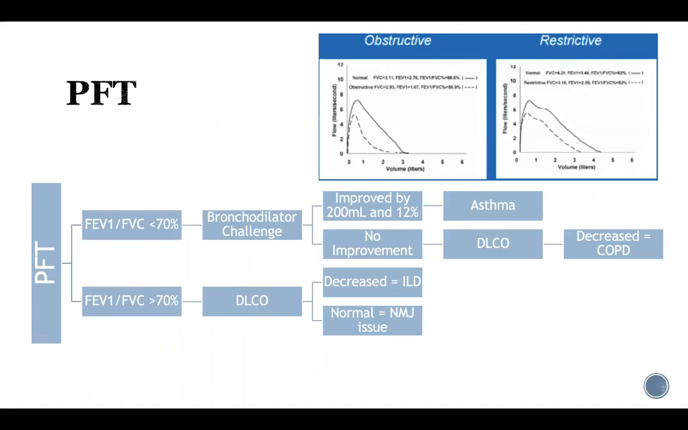What they really like to hear about is the definition of asthma: improvement by 200 mL and by 12%. So if they give you two pulmonary function tests, and one has just a little bit of improvement but the other has a lot of improvement when you give salbutamol, pick the one with a lot of improvement. Because with COPD you can get some reactivity, but it's not enough.